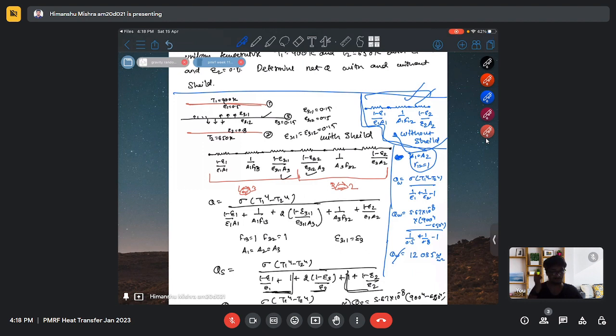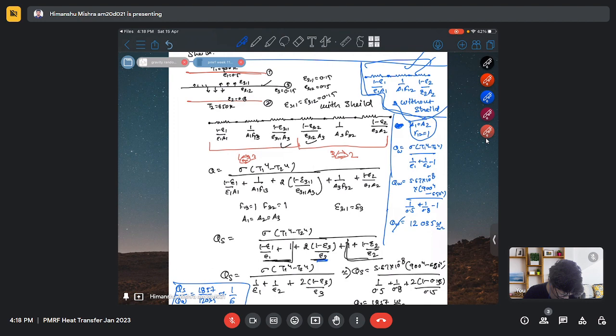But the resistance network you have written, the third term should also be epsilon 13 and not epsilon 31. It should be epsilon 13, isn't it? The resistance network you have written here, the second term. The first one is 1 minus epsilon 1 over epsilon 1 A1, then the second is 1 over A1 F13. The third one, 1 minus epsilon 3 1 you have written. I think it should be epsilon 1 3.